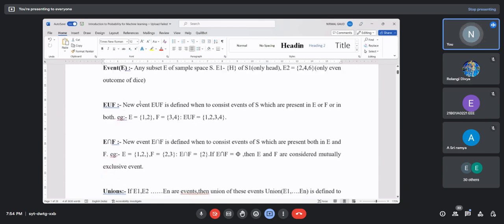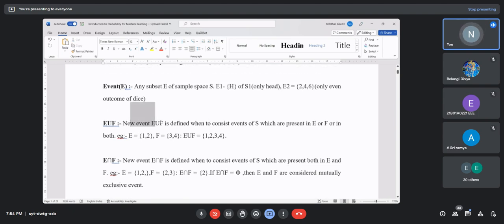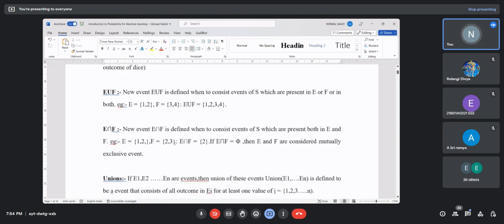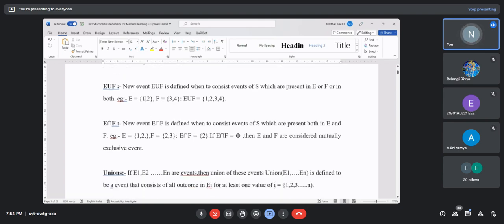Okay, so an event is a subset of the sample space. Now I'm going to make a new event. E union F is defined as the event consisting of the outcomes of S which are represented in E or F, or in both. Here it is represented as E ∪ F. If I have the set {1, 2} and the set {3, 4}, the union of E and F is {1, 2, 3, 4}. So I need to consider only the unique values in the set. That's my calculation for the union.